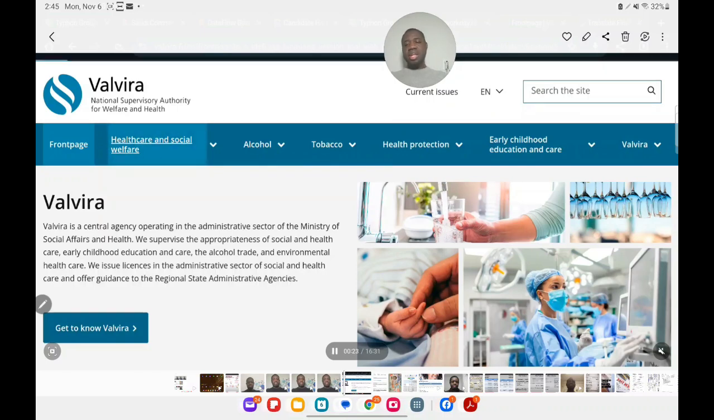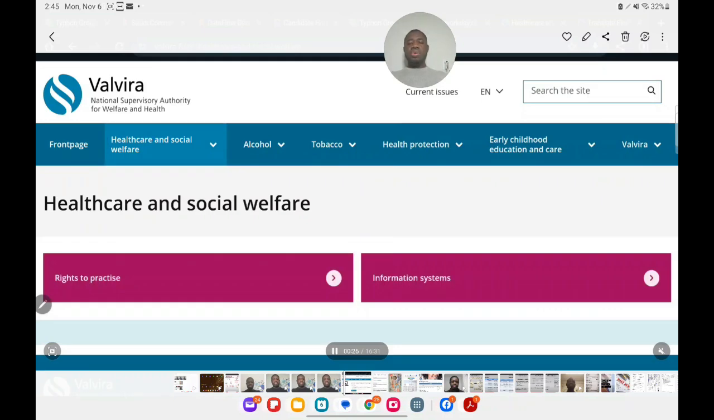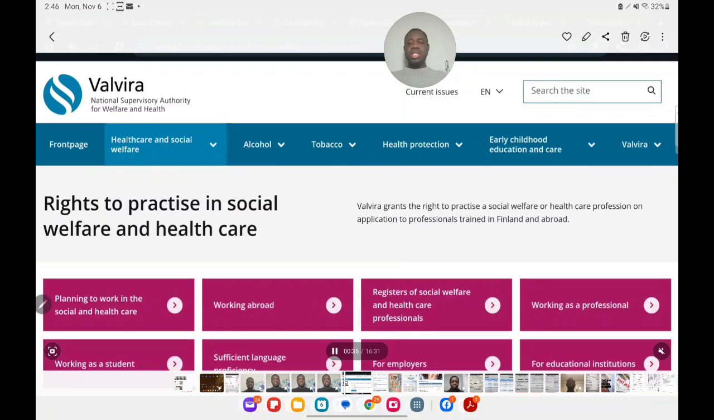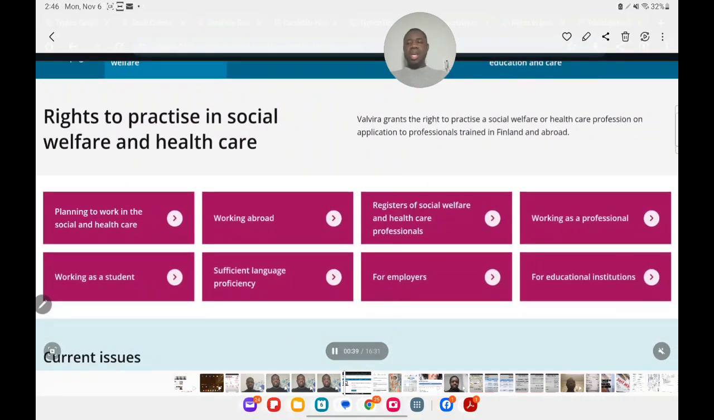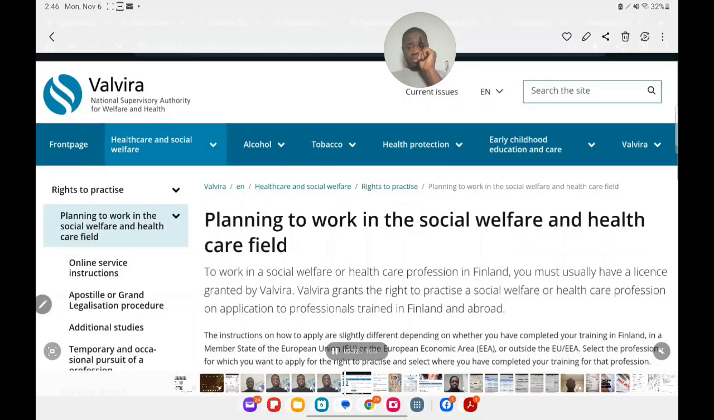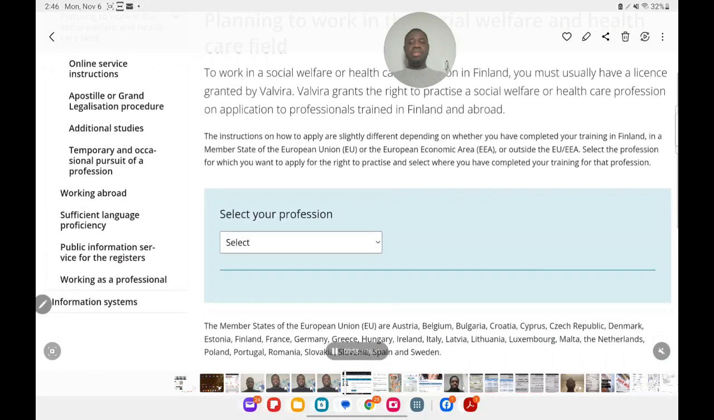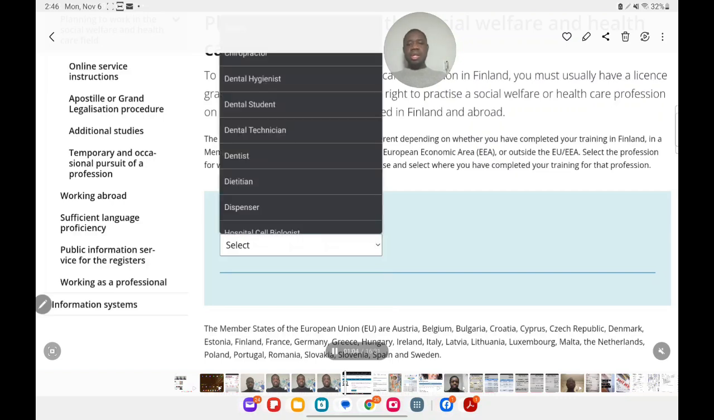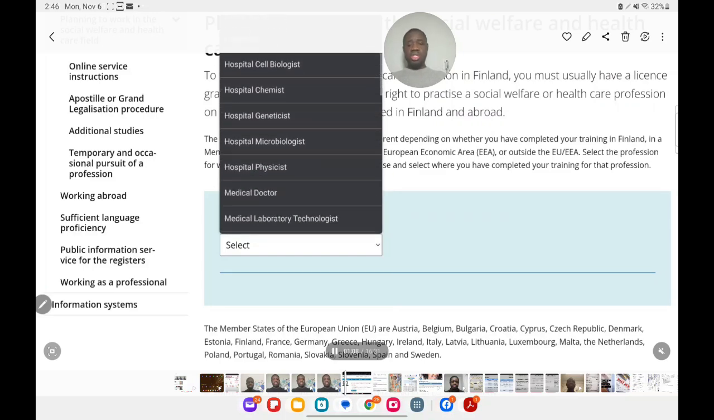Then you click on the healthcare and social welfare. There are two options here: information systems and rights to practice. You click on rights to practice and it takes you to the next page, which is rights to practice in social welfare and healthcare. So you click on planning to work in the social and healthcare. It takes you to this page, which is healthcare and social welfare, and you click on the drop down menu here and you click on your profession, which is nurse.